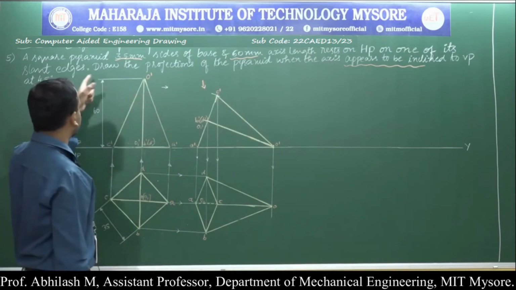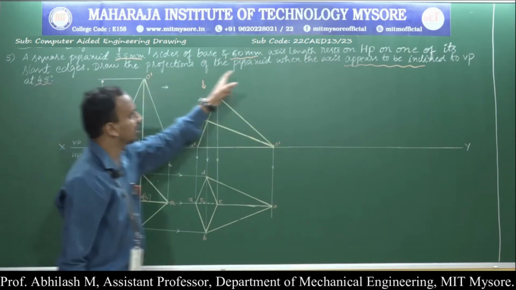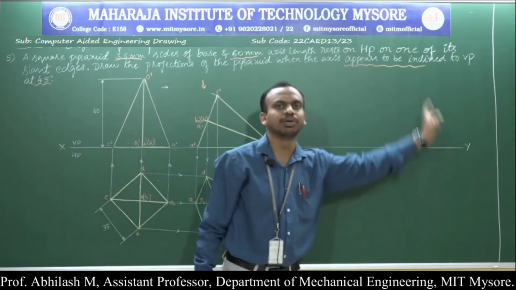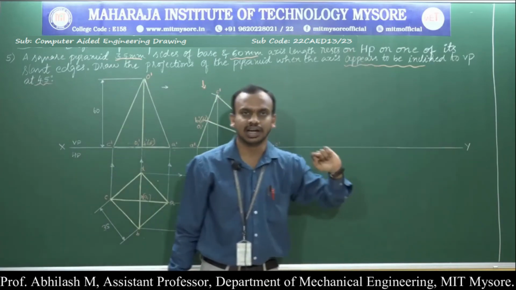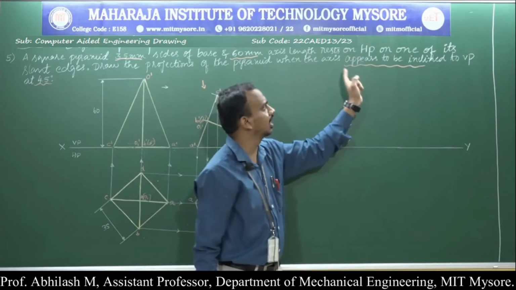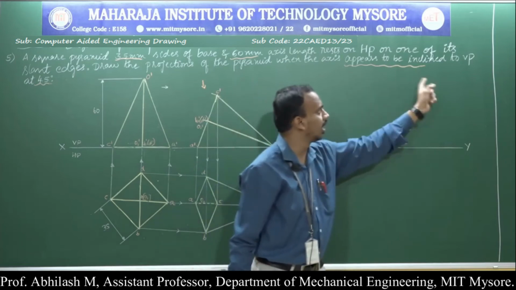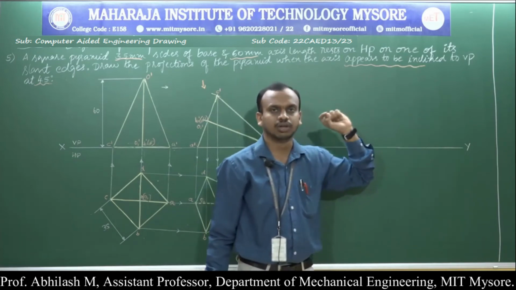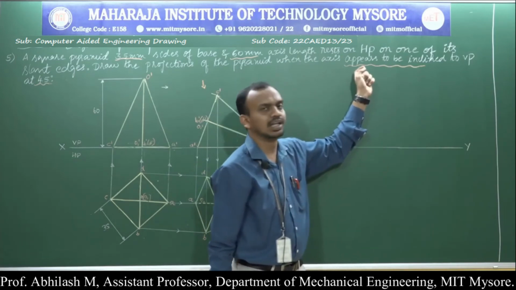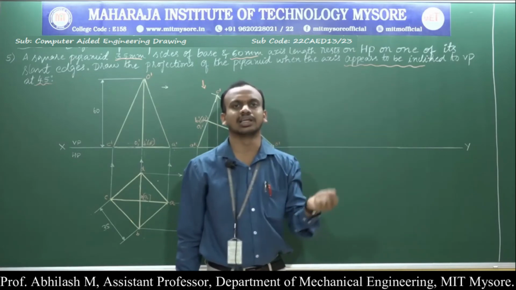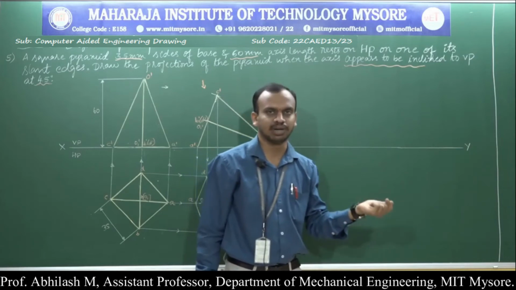What are they stating next? They are stating to draw the projections of the pyramid when the axis appears to be inclined at VP. It is not inclined exactly; they are stating that it appears to be inclined at VP. This particular line itself should tell you that there is no beta angle in this problem. So we need not calculate the beta angle as we used to do in the previous cases.